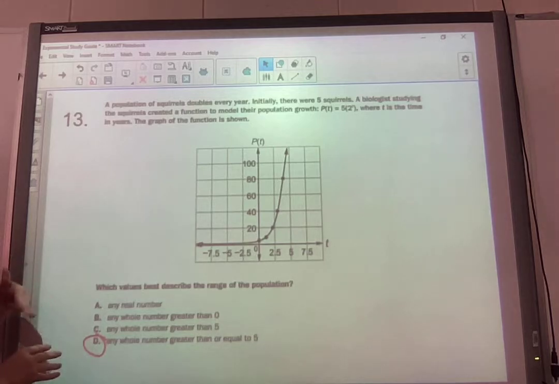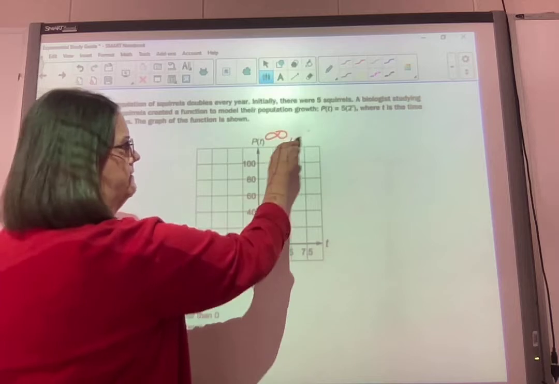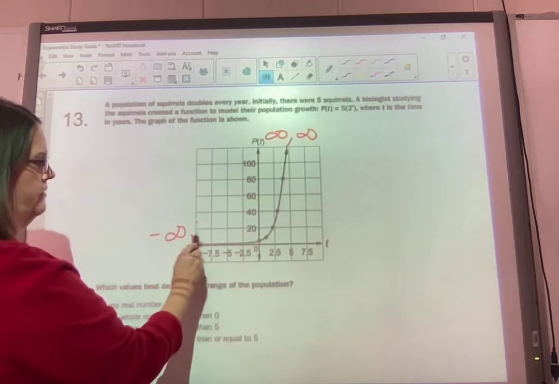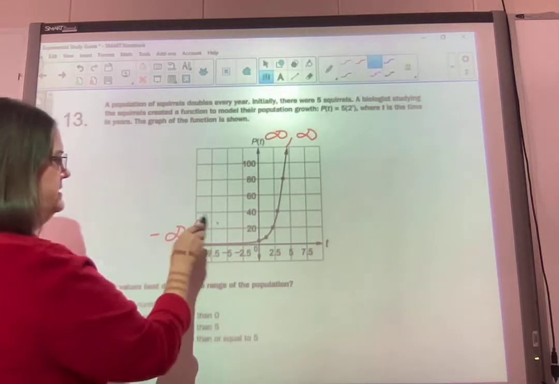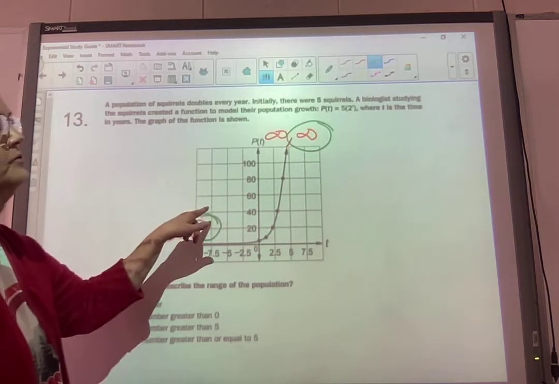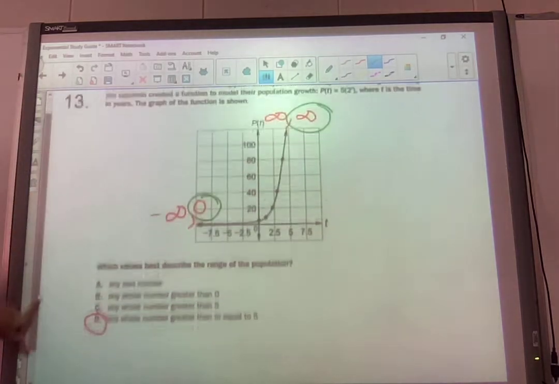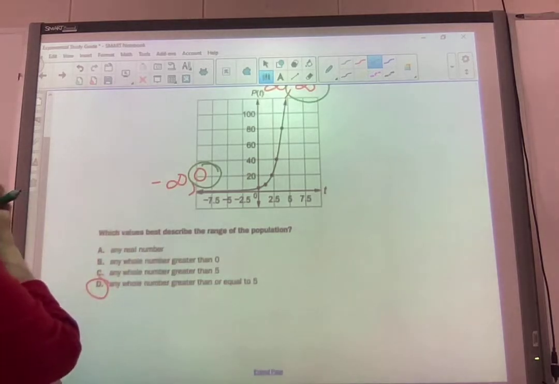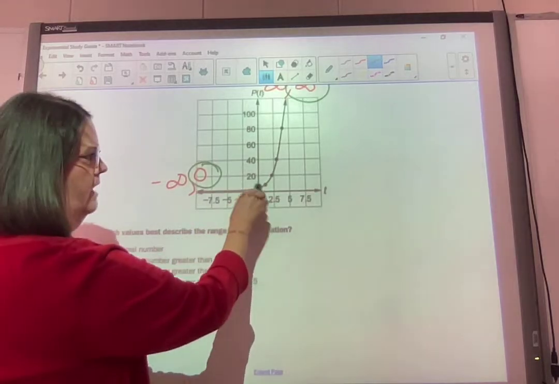So although, remember, this is infinity, this is infinity. This is negative infinity, and then your asymptote here is 0. What is your range? Your range is going from 0 to infinity. There can be 0 squirrels, and there can be infinitely many of them. There's a lot of squirrels, so any whole number greater than or equal to 5. Why is that? Because at 0, it's at 5.